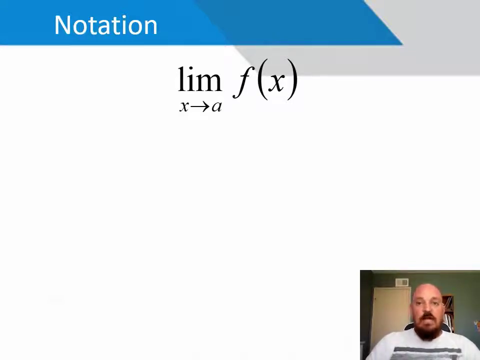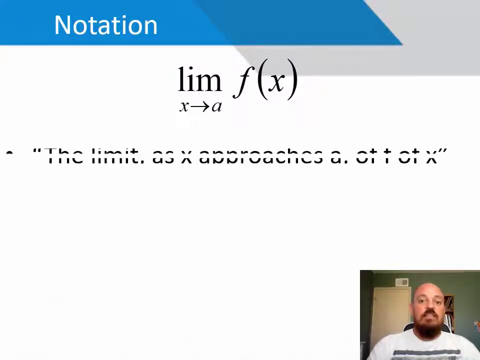You have the letters LIM, which stands for limit, and then underneath you have a variable with an arrow, and then there's going to be some number. I put a here, and then after it is some function f of x. Now the way you would say that in words is you would say the limit as, and then you read what's underneath it. And that little arrow, we say the word approaches. So you would say the limit as x approaches a of, and then the function to the right, the f of x part, that's what you're taking the limit of. So we end up saying the limit as x approaches a of f of x.